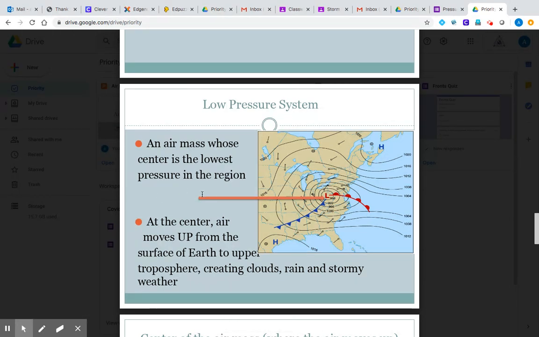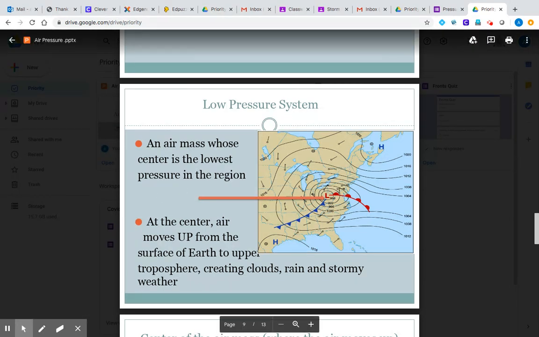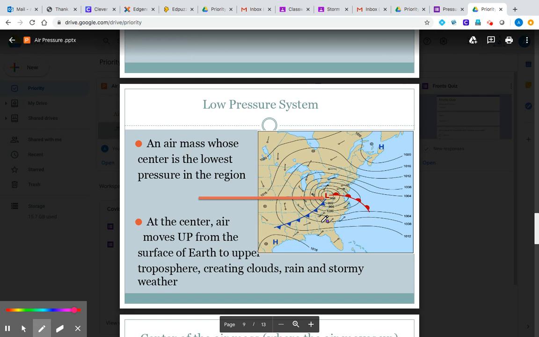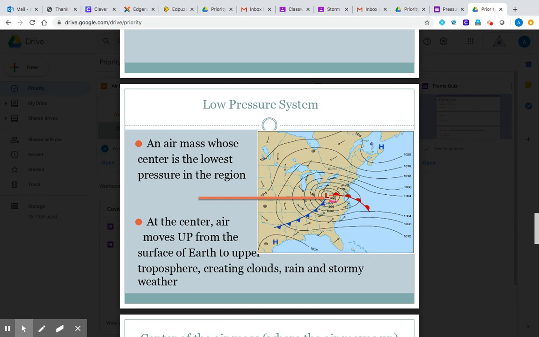So the definition of a low pressure system is just an air mass whose center is the lowest pressure in the region. So if we take a look right here, all these isobars are wrapped around this little spot right here. And if you notice, its pressure is the lowest. So we go from 1000, 996, 992 to 988, all the way in the center of this pressure system. So a low pressure system has the lowest pressure at the center of all of the isobars.